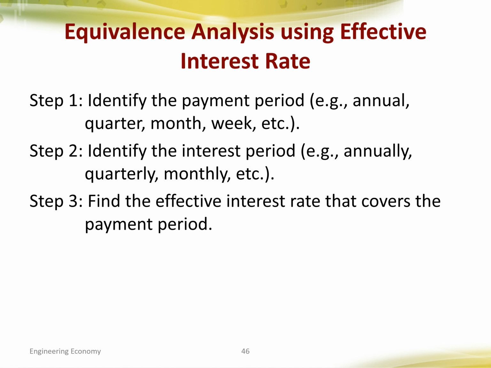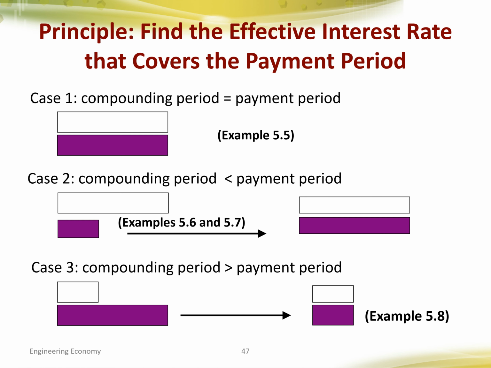The payment periods will be where the cash flow happens. So we need to be able to find precisely the effective interest rate of each of the payment period, so that we can convert them and result in equivalence. There are different cases when we are finding the effective interest rate that covers the payment period. Case 1, which is the simplest one, is that the compounding period is equal to the payment period, identical. So we don't need to deal with too many things.